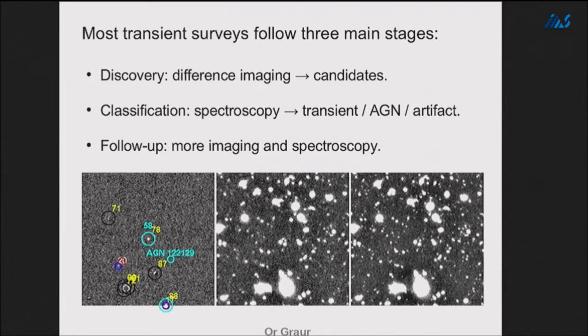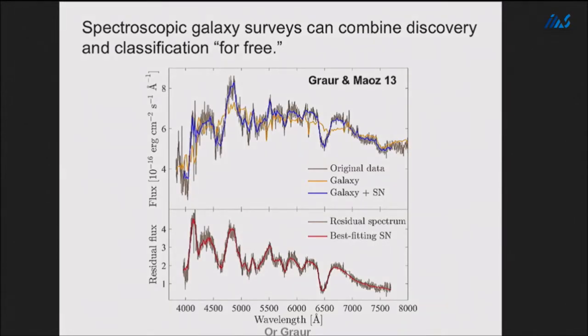So this is an example from the Subaru Deep Field. This is a supernova candidate. However, this over here is a subtraction artifact. These are also subtraction artifacts. And Barak will talk a bit more about what you do with those. What I want to show you is how spectroscopic galaxy surveys can actually combine the first two stages, discovery and classification, into just one stage. And not only that, but you do it for free because you piggyback on existing galaxy surveys instead of building your own cameras and surveys.